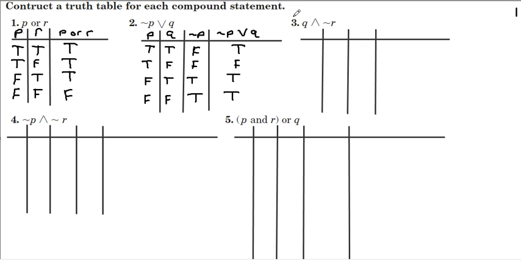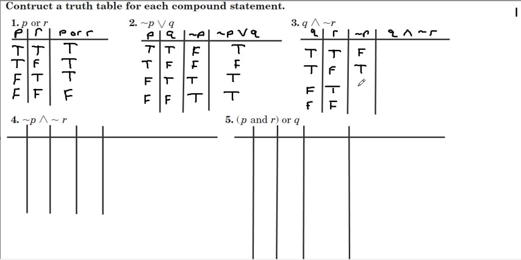Alright, and then number three here, we have Q and R. Let's do a Q column, an R column, and then a not R column. The final statement is Q or not R. Okay, the possibilities are true, true, true, false, false, true, or false, false. Alright, not R, we just go through the R column and do the opposite of what we see.